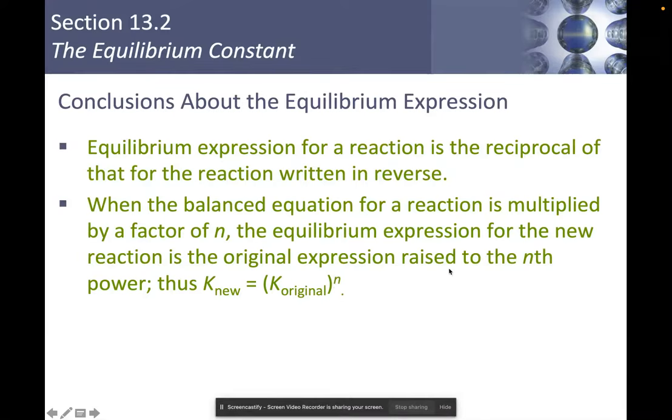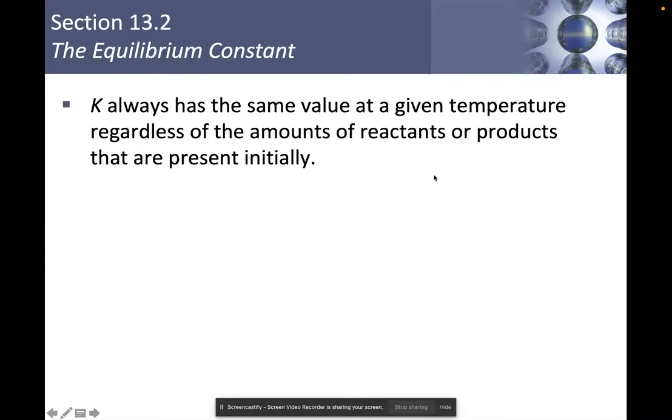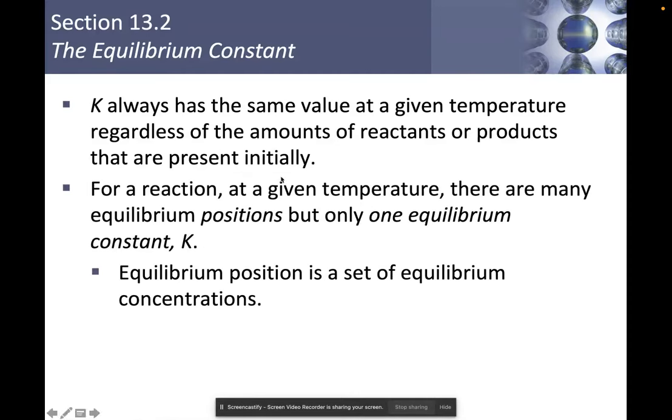Now, K values, like it says, are normally written without units, and K always has the same value at a certain temperature. So it doesn't matter how much reactant or product you have at the beginning of your reaction. At equilibrium, the K value is the same as long as we're talking about the exact same temperature. For a reaction at a particular temperature, there can be multiple ways of getting K. There's an infinite number of ways, because K is a unitless number. It can be anything.